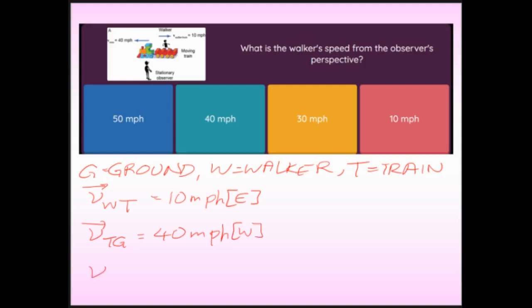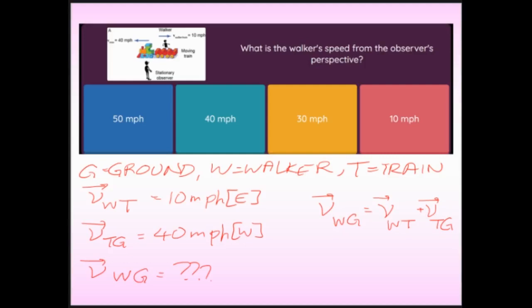And the question is wanting what? V, the walker, to the what? To the ground. Okay, what's the equation? V walker ground equals what? Walker to ground, so relative to ground. Come on, anyone? W, T, and then T what?